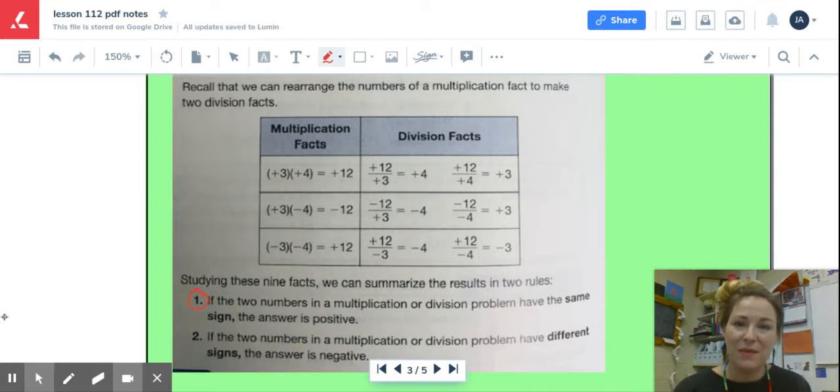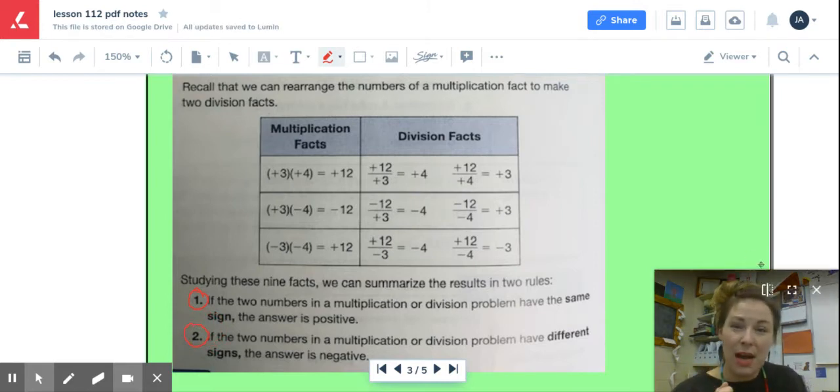Same sign is positive. Now, if the two things being put together, so either multiplied or divided together, have different signs, then your answer will be negative. For example, let's look at this one. We have a positive 3 multiplied by a negative 4. Because they are different signs, our answer is negative. Same thing right here. Let's move to the right. We have a negative 12 divided by a positive 3. Those signs are different, and so our answer is negative. That's what this is saying right here. That's all you need to know.